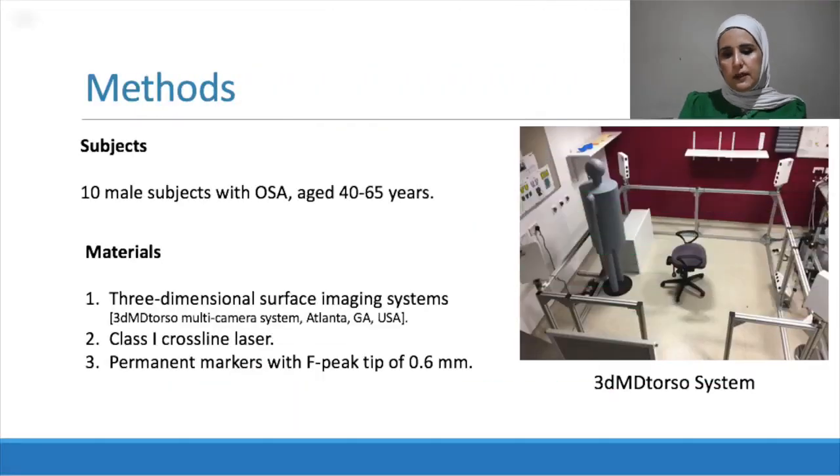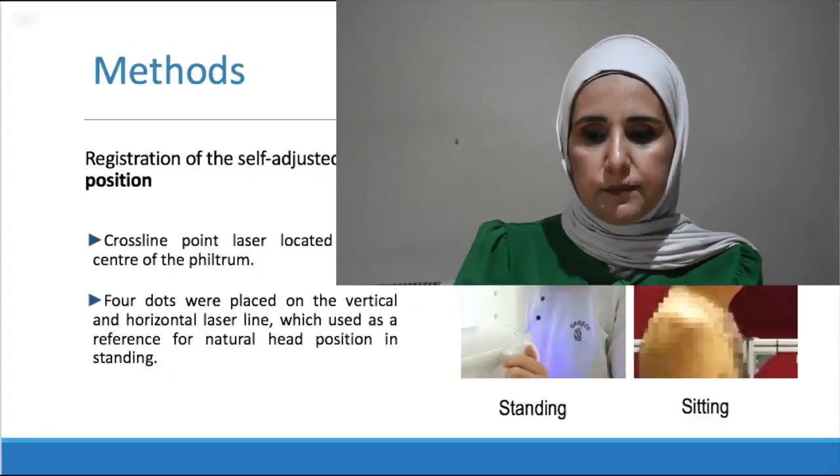So, 10 males with OSA were invited to participate in this study at the Royal London Hospital in the UK, and we used a 3D surface imaging system as shown, the 3D torso system, and also a class 1 cross-line laser with permanent markers.